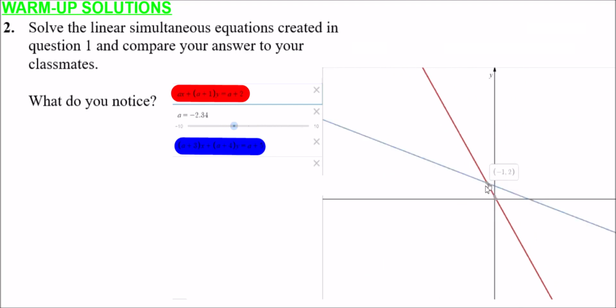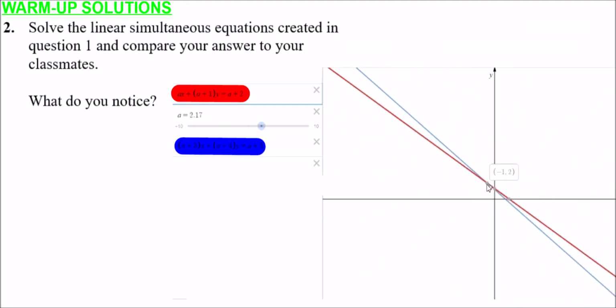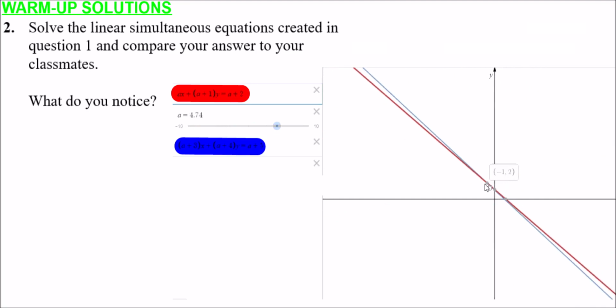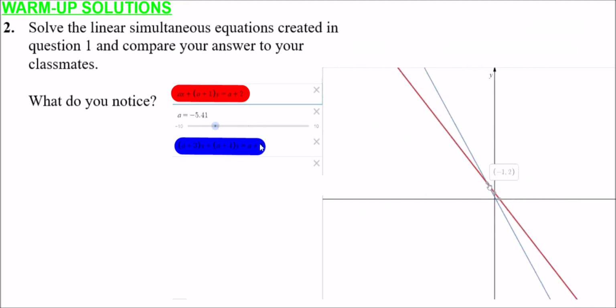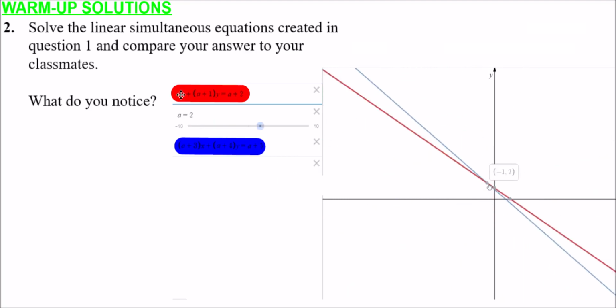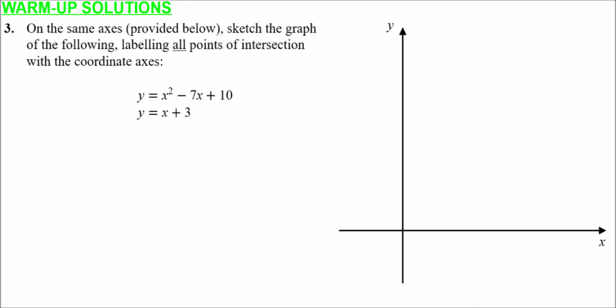So you can look here, they're always intercepting at the point minus 1 and 2. So despite these two lines going in different places, they're always rotating about this point at minus 1, 2. How weird is that? So let's see if you can prove it algebraically as an extension if you finish the main activities. That really is rather cool. Moving on to question 3.